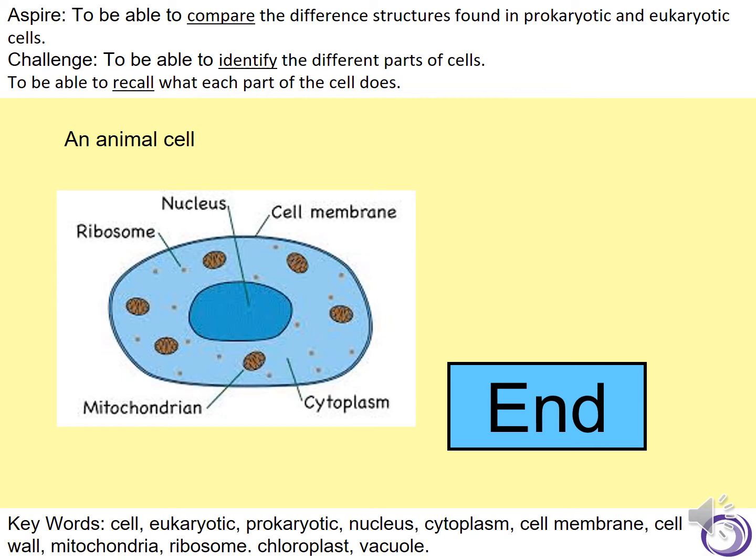So it's important that we know the differences between plant and animal cells, and also, as we have in the challenge outcome for the lesson, to be able to recall what each part of the cell does. So a bit of practice going around the labels for the animal cell might not go amiss at this point. If you need to practice those, then put your hand over them and just see if you can do that. Pause the presentation.